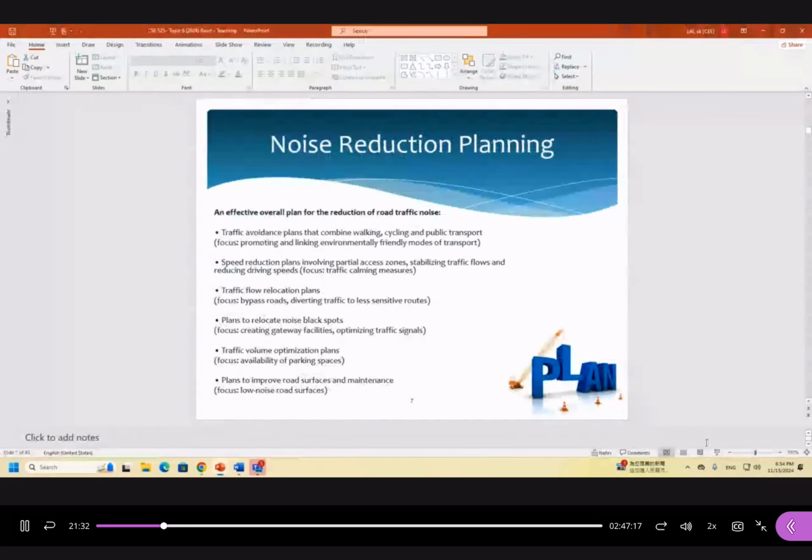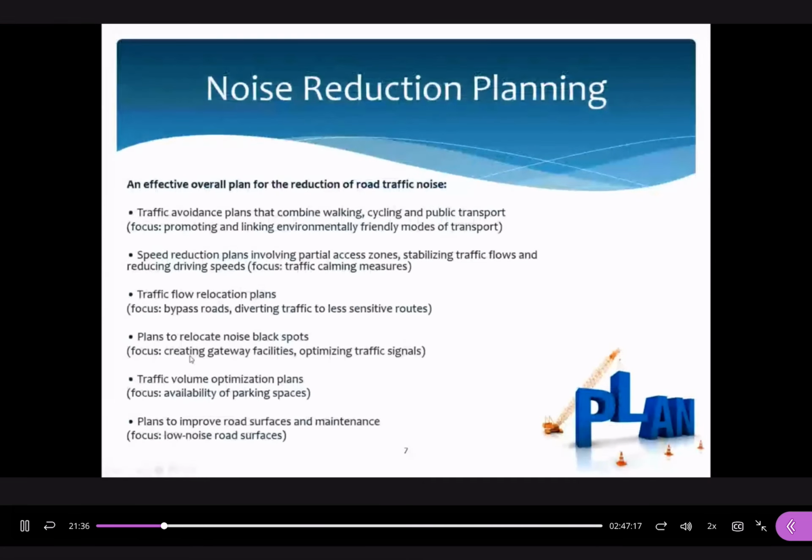Okay, this is the third point, and the next one is plans to relocate noise black spots, such as to optimize traffic signals. Why can optimizing traffic signals reduce noise levels? Because you know that one of the major sources from vehicles is the engines. If we cannot optimize the traffic signals, there are many traffic lights, let's say, with decelerations and accelerations of vehicles. This is the major noise effect. So we can make sure that we smooth the traffic flows along the roads. This can help to reduce the noise effects.